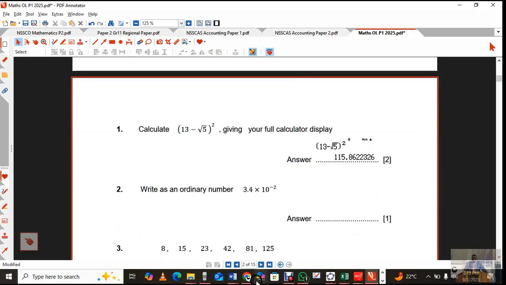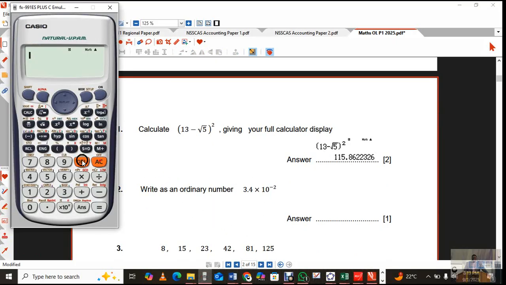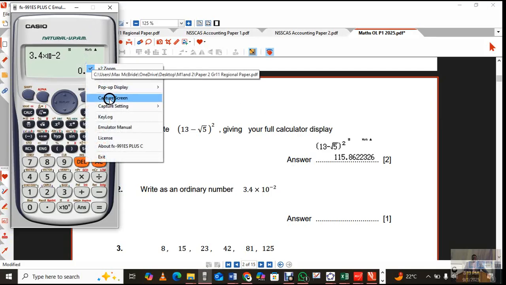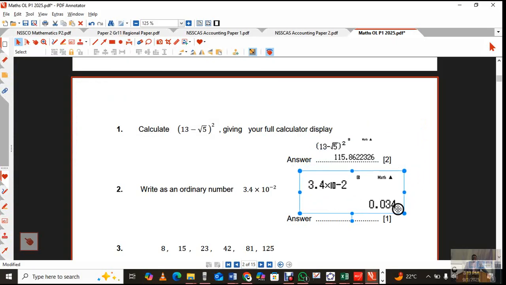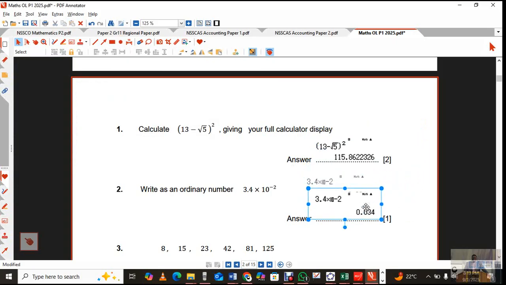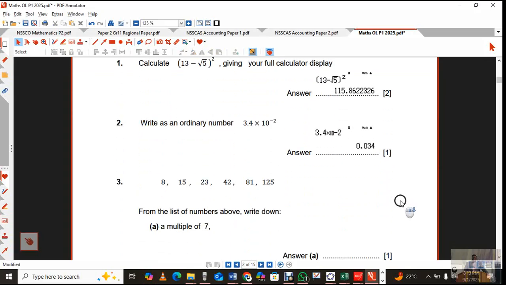Then write as an ordinary number. Again, it's 1 mark. Don't try to overthink a problem like this. If you're confident in working without using a calculator, of course, this is 3.4 times 10 raised to the negative 2. If we use this function, you don't even have to say raised to the power of. So that is 0.034. You can also just as well have that answer. Of course, it's 1 mark. Don't try to overthink the problem. You just move on to the next one.